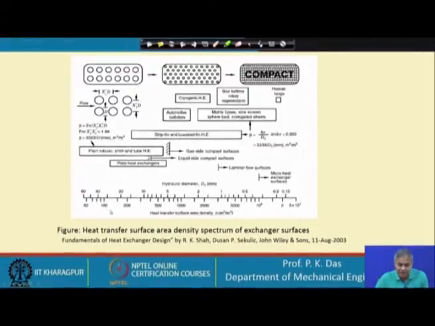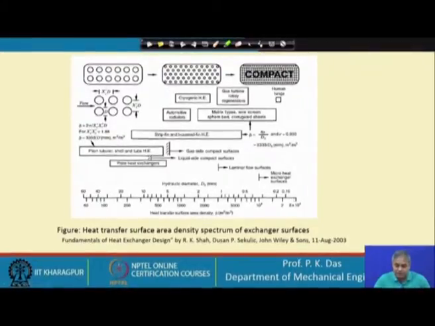Now, the scale has been made such that if we go from left to right, then we are increasing the compactness. Increasing the compactness means passages are becoming narrower and narrower. Passages through which fluid will be flowing will become narrower and narrower. So, if it becomes narrower, then the hydraulic diameter will reduce. So, in this scale, from left to right, hydraulic diameter is reducing.